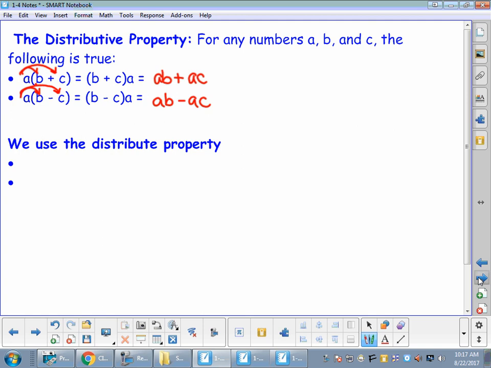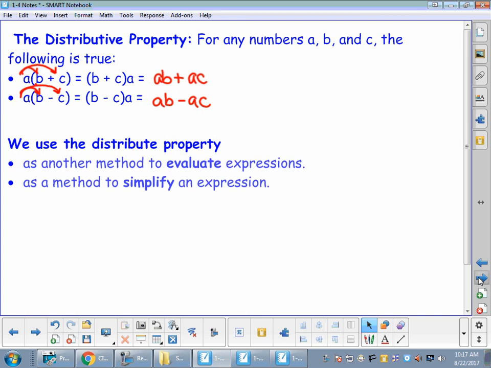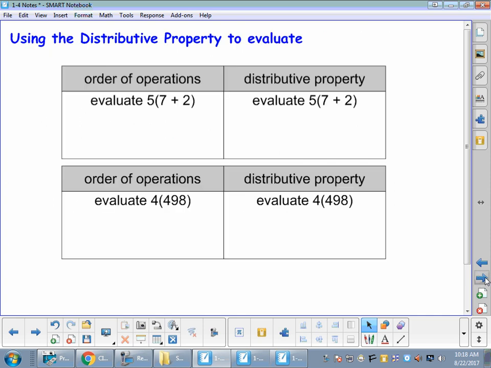So we use the distributive property as another method to evaluate expressions and also as a method to simplify an expression. So if you look, it's actually a nice way to do math that isn't so kind. So if you look at using it to evaluate, I have a table here showing you how to evaluate using the order of operations, but then also using the distributive property, same problem, just slightly different.